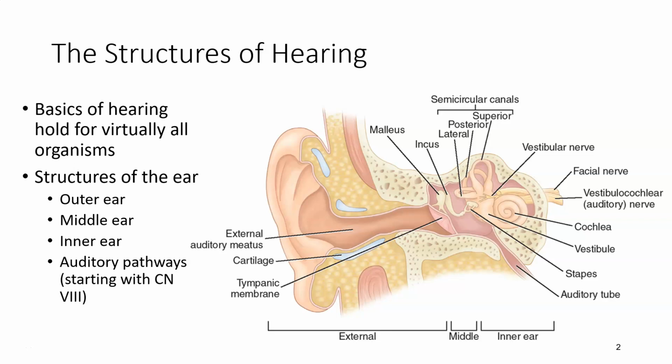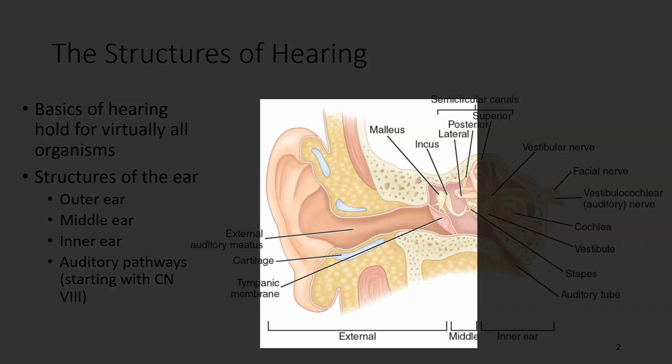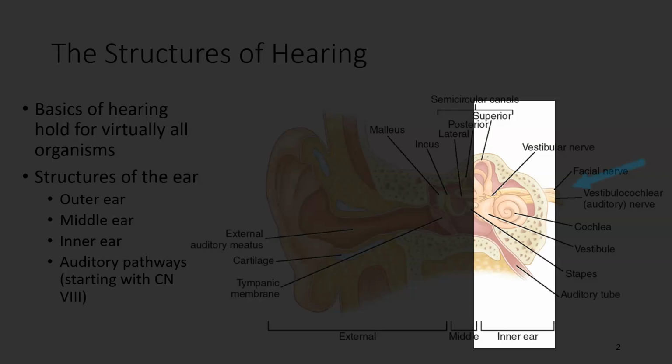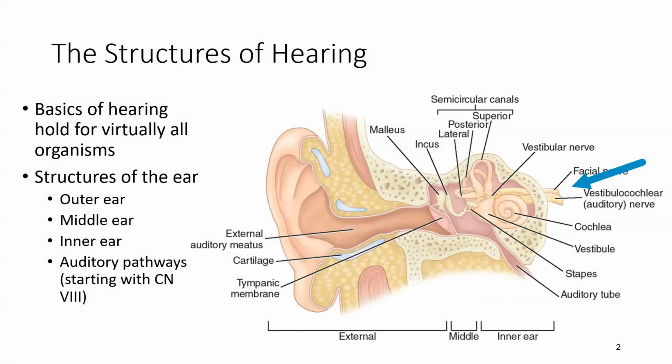The basic anatomy of hearing is pretty much the same for all organisms. There are 4 pieces to the structure of the ear: the outer and middle ears that I will cover in this video, the inner ear, and the auditory pathway that starts with the 8th cranial nerve that I will cover in other videos.